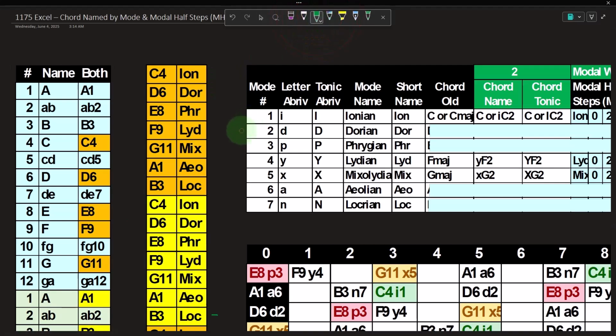If I'm on Mixolydian, we would go here. From a scale degree, that would be the 1. This would be the 3. This would be the 5. This would be the 7. From just a distance standpoint, that would be 0, 2, 4, 6.